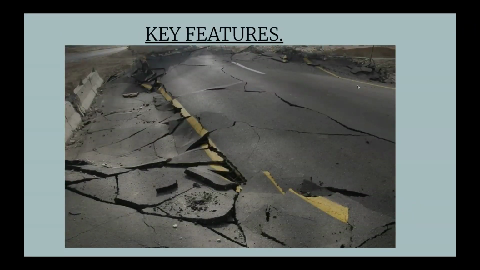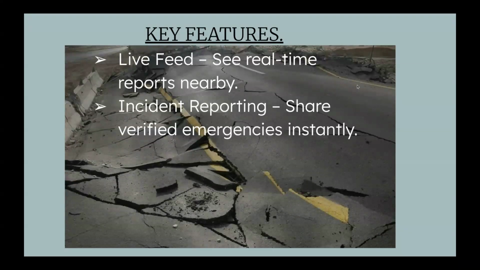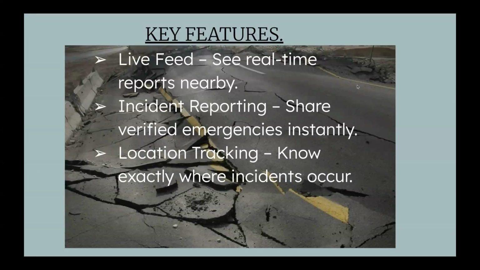And the key features that have been implemented in PulseStream is that there's a section for live feed where they can see real-time reports nearby. There's incident reporting, whereby there's a form for reporting an incident. So you can include a video or photo, a description about it, and the type of incident that you're reporting. Another thing is that there's location tracking, where you can get the specific location of an incident that is going on. You know exactly where it's occurring.